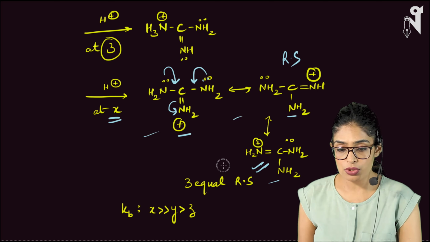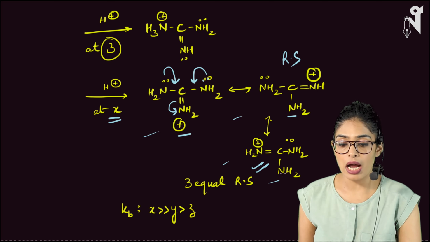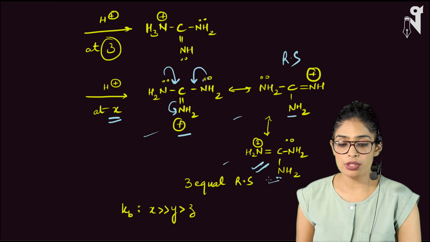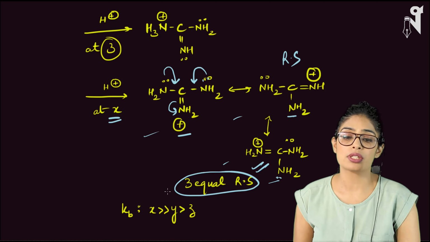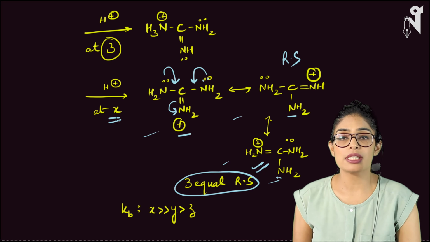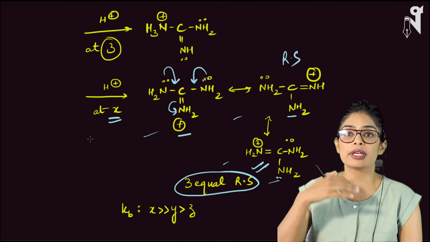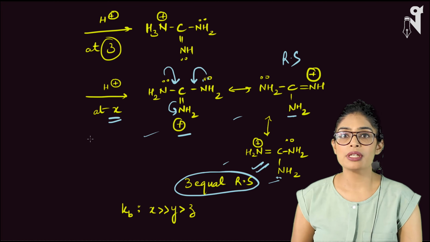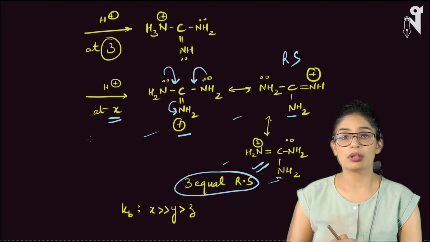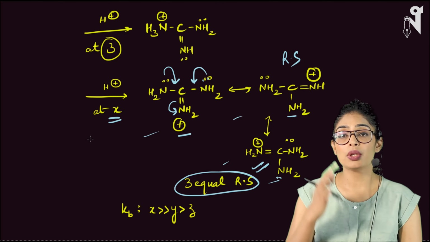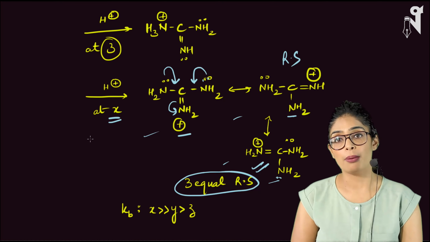Now look at these three structures. All of these three structures are equivalent resonating structures. So three equivalent resonating structures are formed when the attack of H plus happens on X. So the cation which forms after showing the basic behavior is extremely stable due to the formation of three equivalent resonating structures of the cation formed.